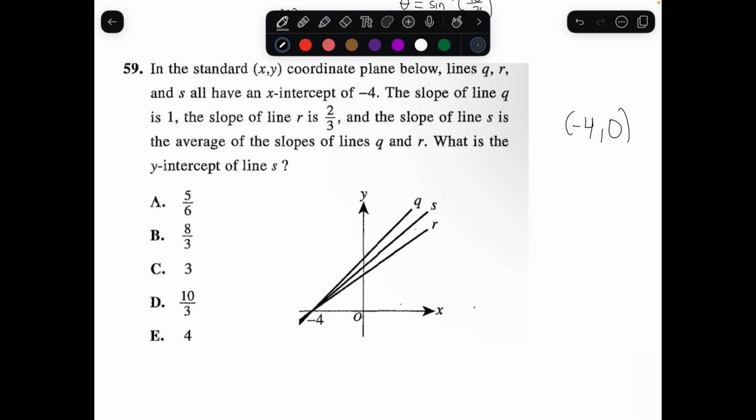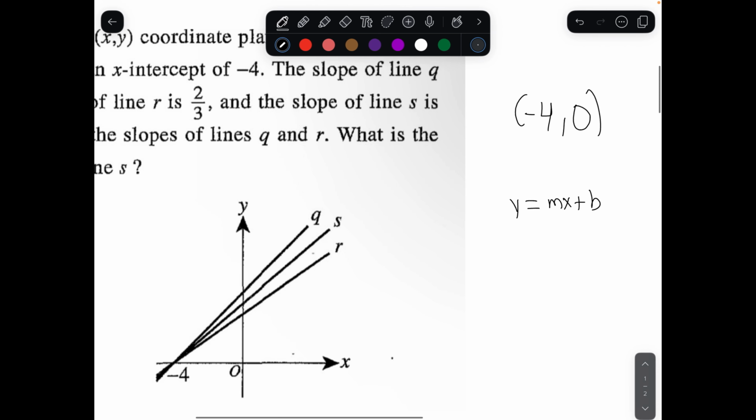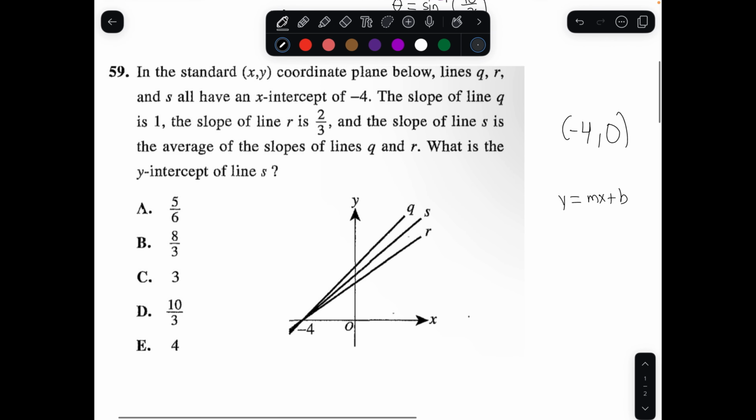The slope of line Q is 1. The slope of line R is 2/3. And the slope of line S is the average of the slopes of line Q and R. What is the y-intercept of line S? So for this problem, what I would use is the slope-intercept formula, which is y equals mx plus b, where m is your slope and b is your y-intercept. And how I would use that is, well, first we can figure out the slope of line S, right?